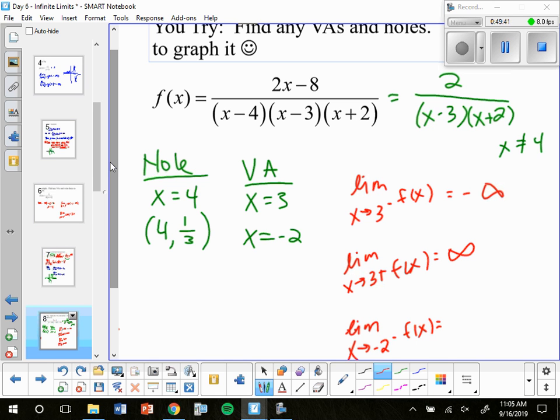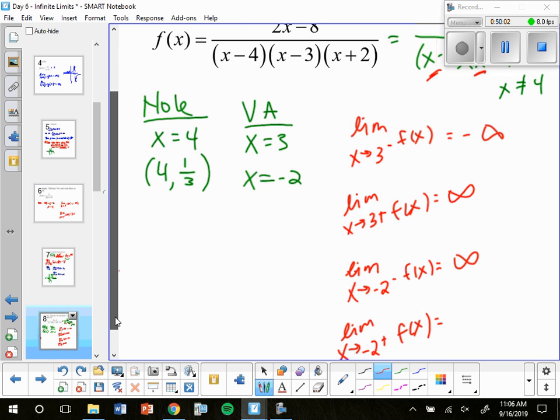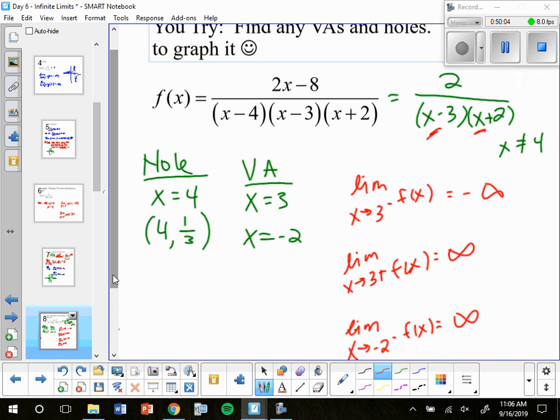What's a little bit to the left of -2? Negative 2.1. Negative 2.1 minus 3 is still negative. Negative 2.1 plus 2 is also negative. So it's positive overall. Positive over positive. I'm going to positive. I'm substituting into both of these x's. And then a little bit to the right of -2 is negative 1.9. Negative 1.9 minus 3 is negative. Negative 1.9 plus 2 is positive. So it's what overall? Negative.